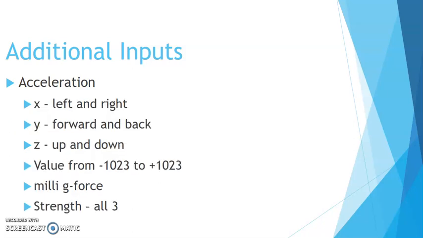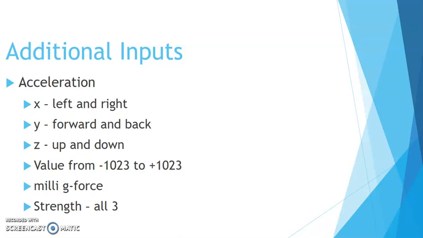So let's look at acceleration first. So as I mentioned, we can look at the X, the Y, and the Z acceleration. So when we're talking about acceleration in the X direction, we're talking about left and right. When we're talking about Y, we're talking about forward and back. So that's if your micro:bit is moving forward and back. And then the Z is actually physically moving up and down.